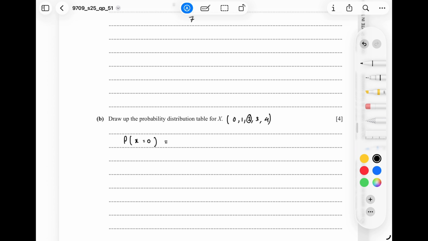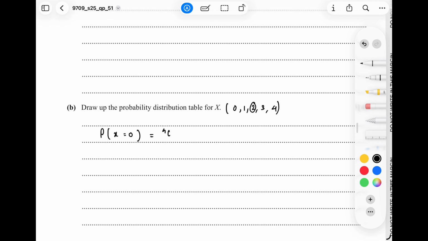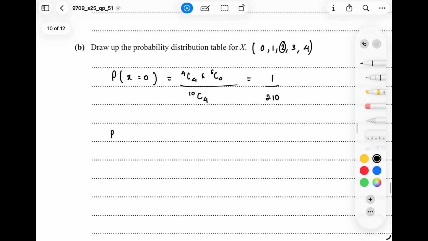That means we're choosing all reds. How many reds are there? 4 reds. So we're going to do 4 choose 4 times 6 choose 0. You don't have to bring the 6 choose 0. And out of the total, you're going to get 1/210.